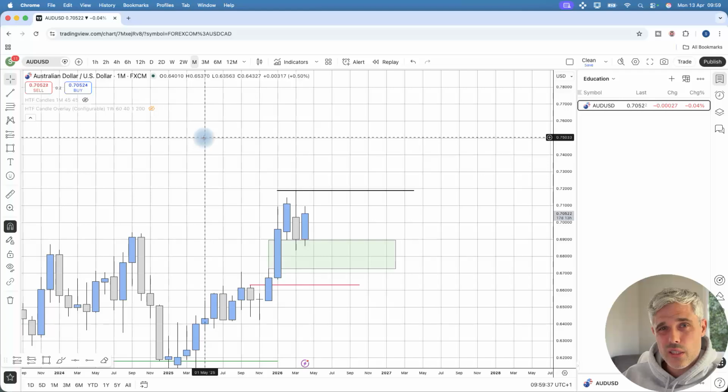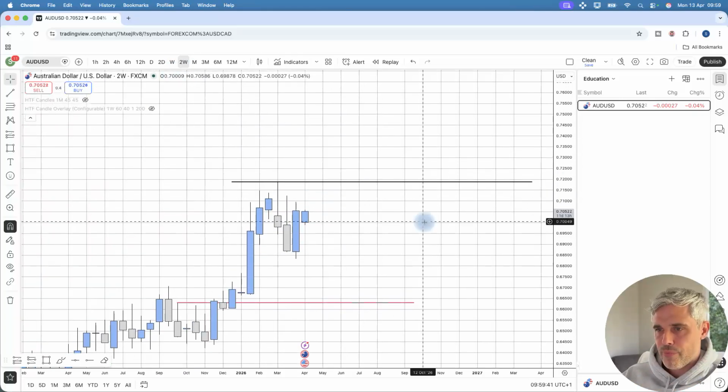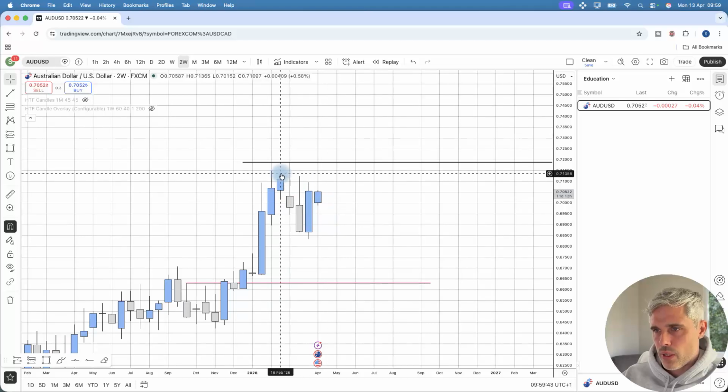So all we need to do is continue to drop down the time frames. What about the 2-week time frame? So at this particular point, we see that price swept the high and closed below the previous candle. So we are expecting the 2-week time frame to go lower. And that's what happens.